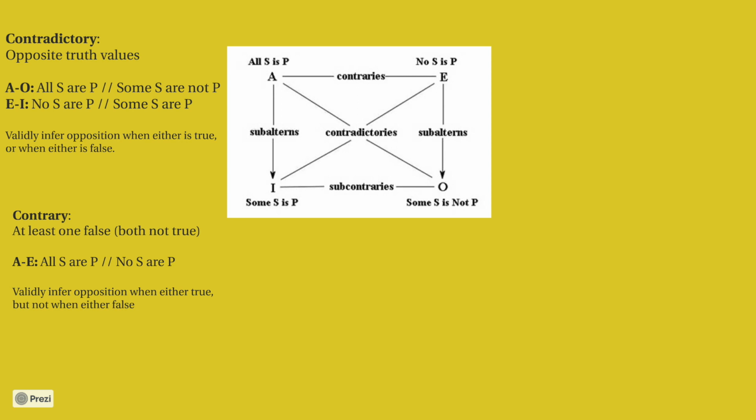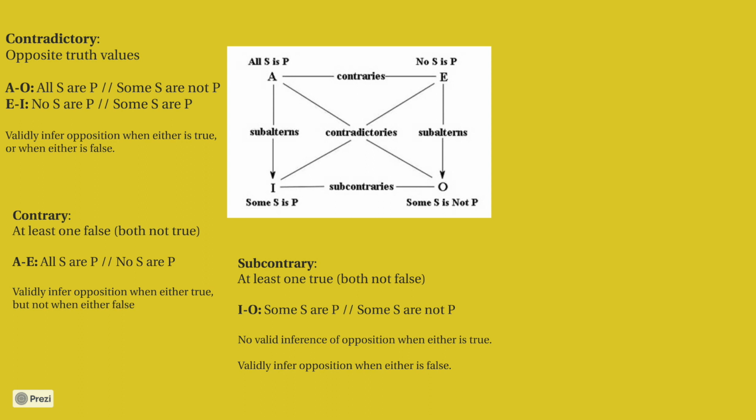If it is the case that all S is P, then it cannot be the case that no S is P. If it's not the case that all S is P, and it's not the case that no S is P, this does not mean that some S might be P. So between our contrary propositions, we can validly infer opposition when either is true, but we cannot do this when either is false. Related to this idea is the subcontrary.